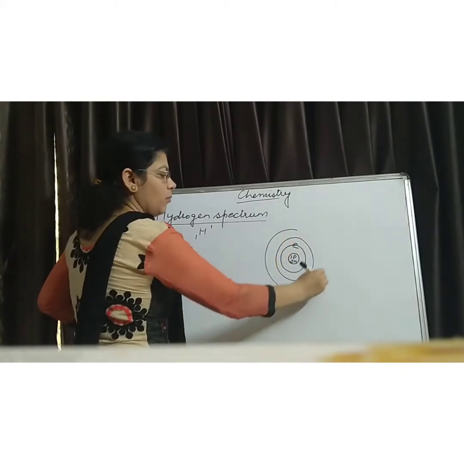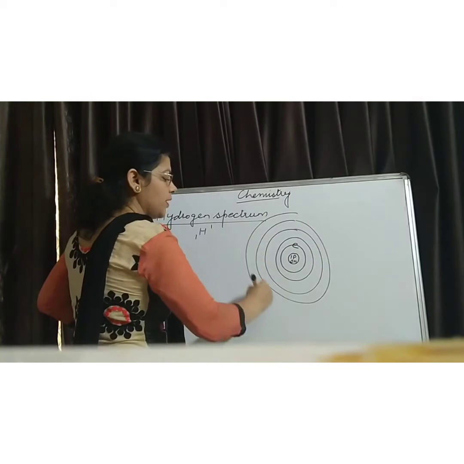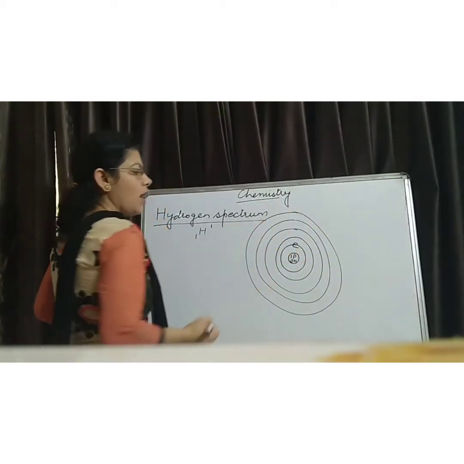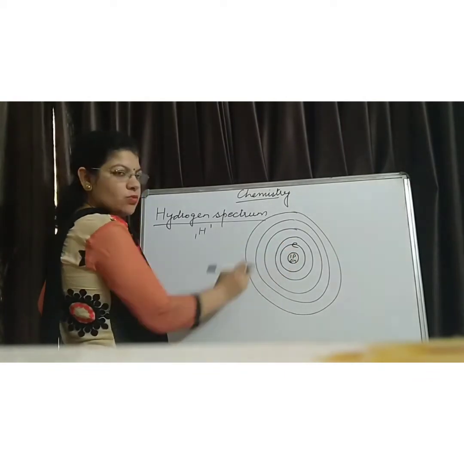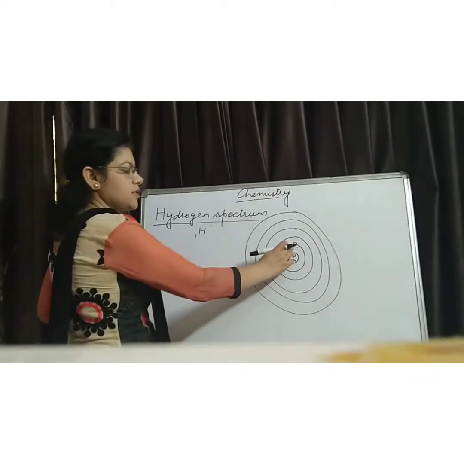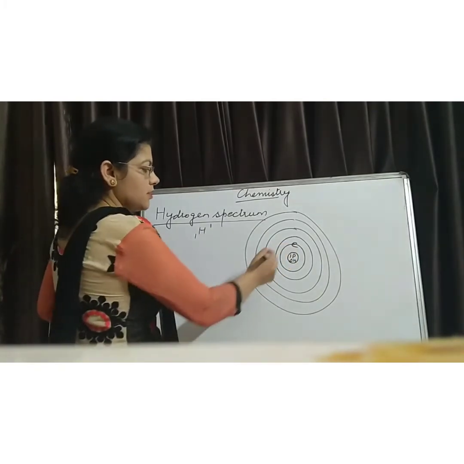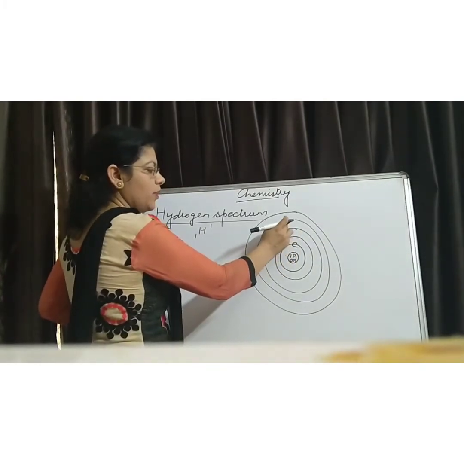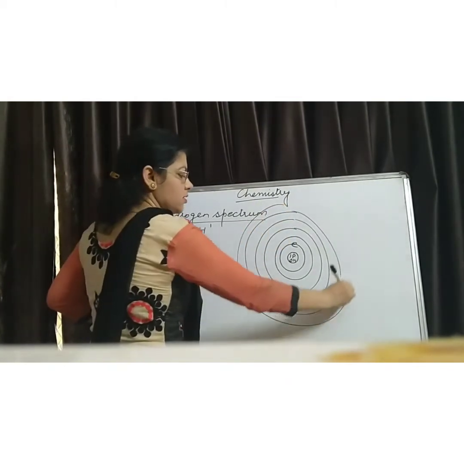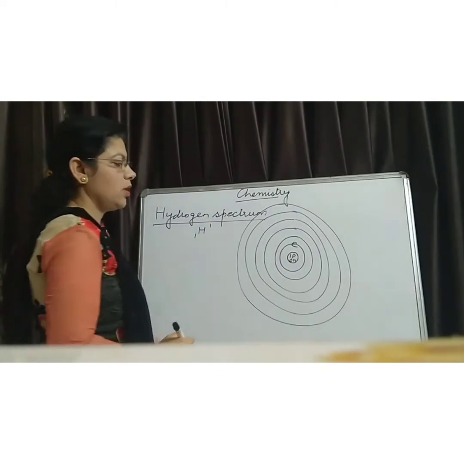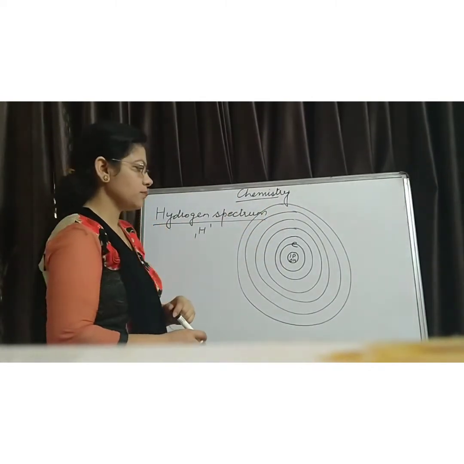there are many different orbits also present in case of hydrogen, and this electron in its ground state is present only in its first orbit. This is the second orbit, third orbit, fourth, fifth, sixth, and so on. There are different orbits present in hydrogen.